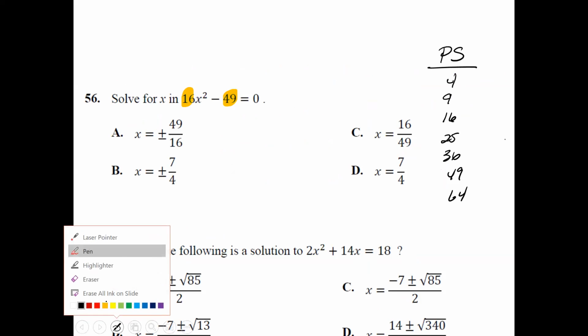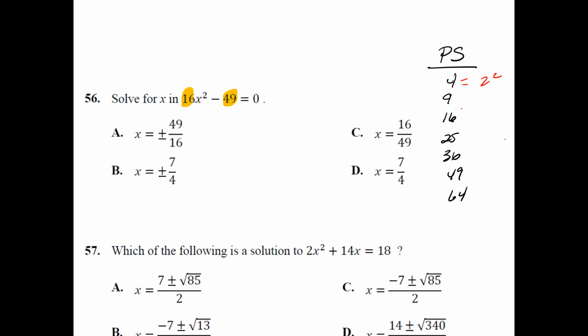And you're like, how are you getting these numbers? Because remember, 2 squared is 4, 3 squared is 9, 4 squared, 5 squared, 6 times 6, 7 times 7, 8 times 8, right? Those are perfect squares.